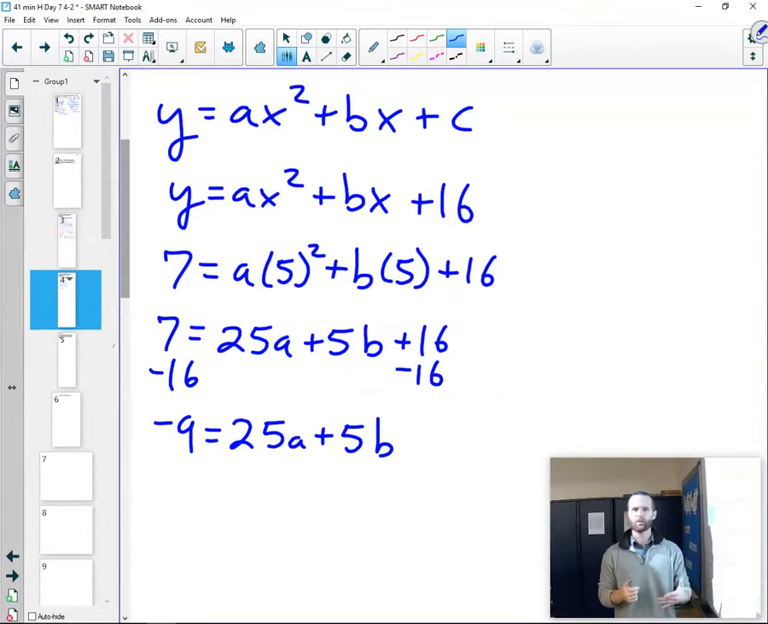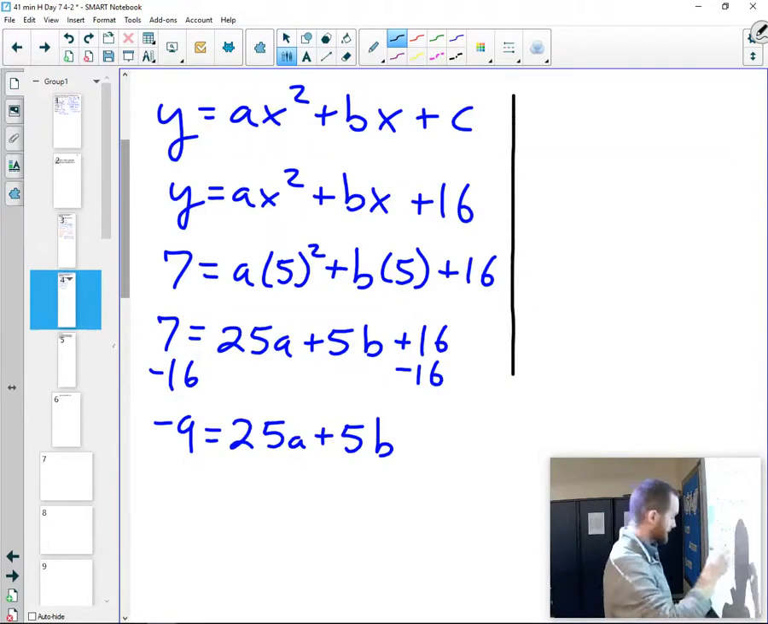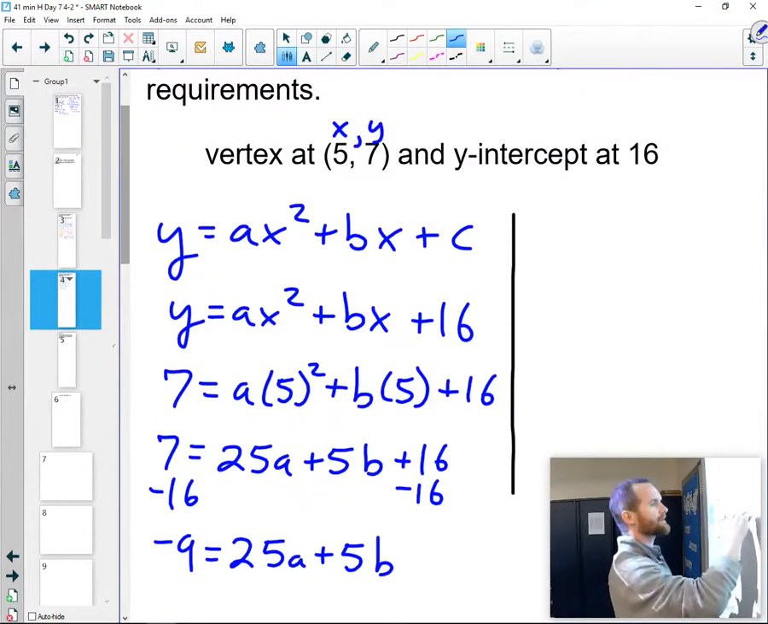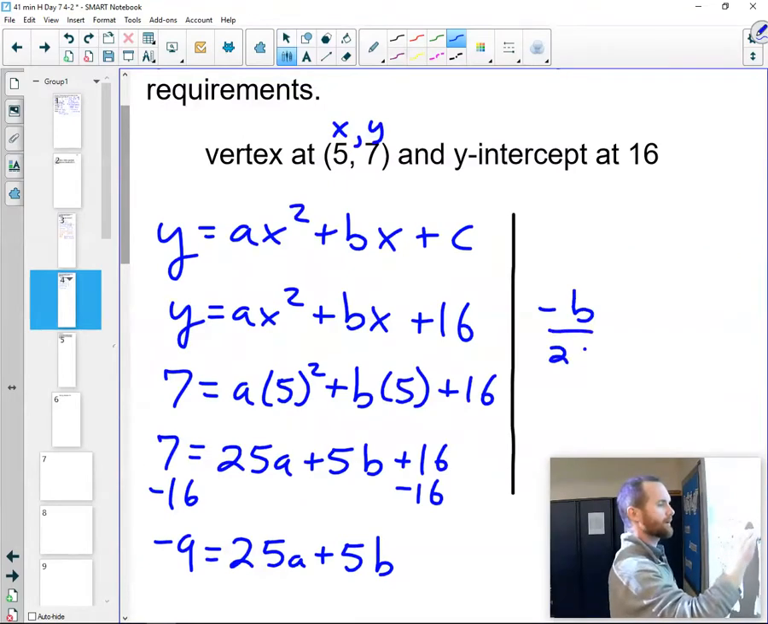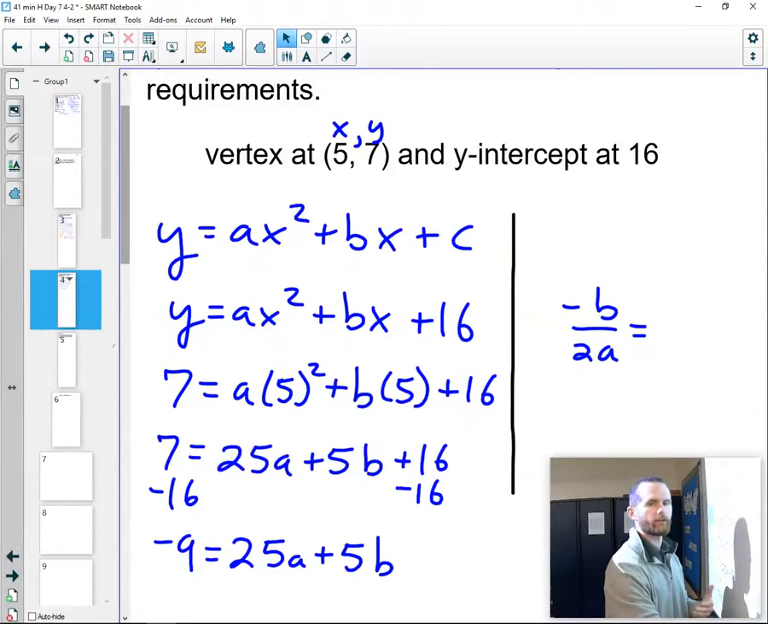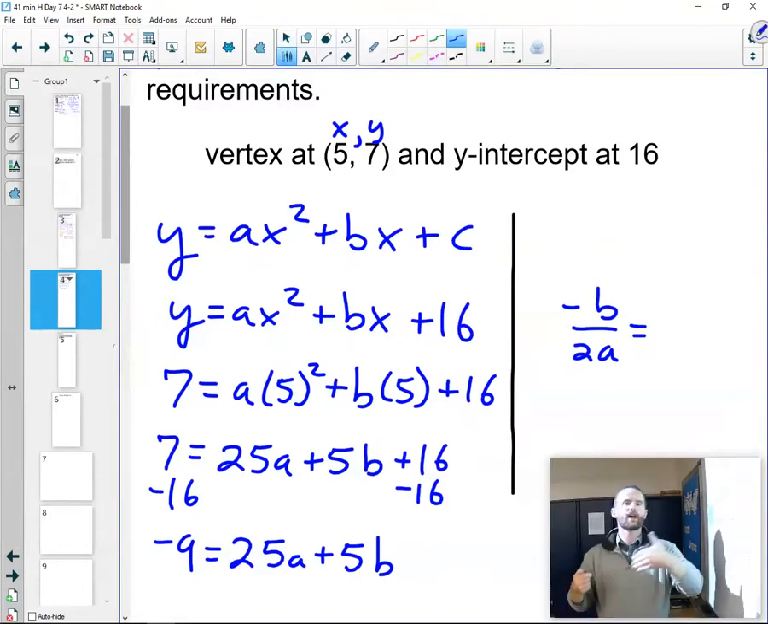We can't move any further with this equation because there's one equation with two unknowns, a and b. So this is where that key step comes in of using negative b over 2a. And remembering that negative b over 2a is such a critical equation when we're using standard form because it represents the x coordinate of the vertex. If you remember the formula without remembering what it gives you, it's useless. Negative b over 2a gives us the x coordinate of the vertex.